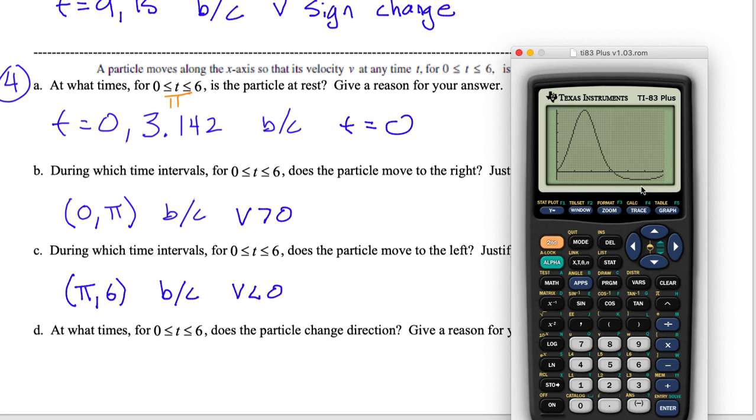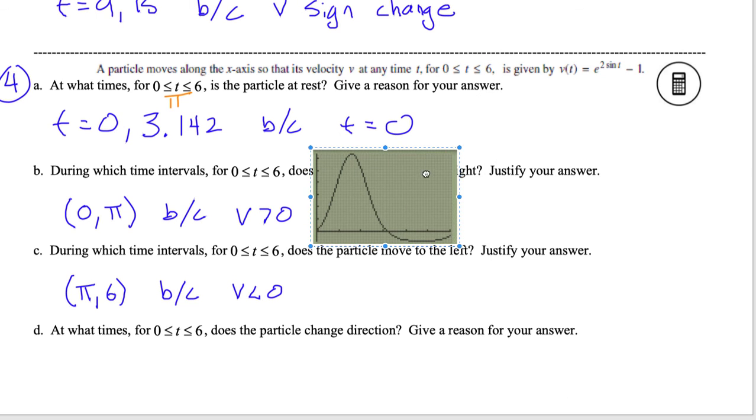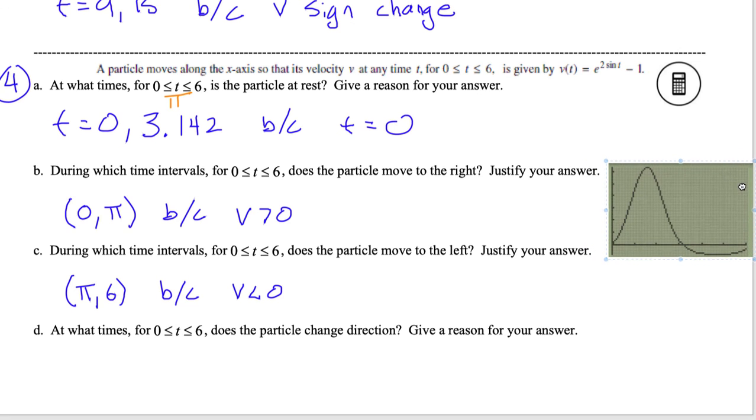And I should really copy and paste this graph while I'm at it, just to have some good notes for later. Paste that in there, make that as large as I can without hiding some answers.